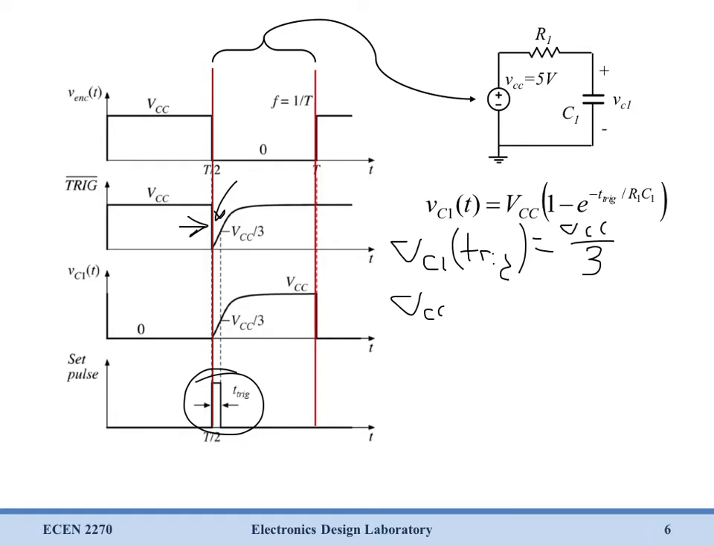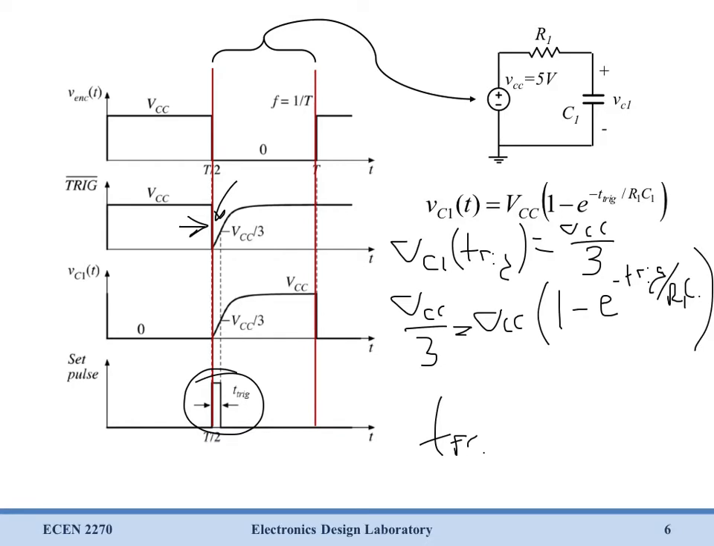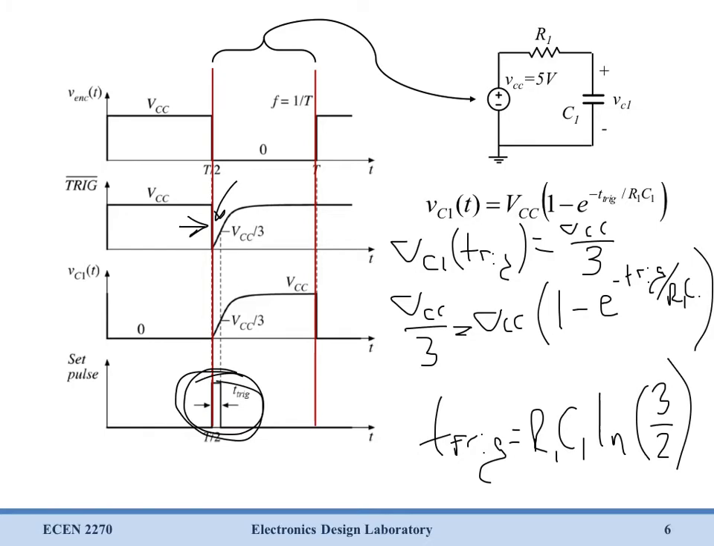And we solve this in the exact same way as we did in class. You end up with VCC over 3 equals VCC times (1 minus e to the minus t_trig over R1 C1). And if you solve it out, you'll end up with t_trig equals R1 C1 times the natural log of 3/2. So you can work that out, but it works the same way as we did in class. And now we select R1 and C1 to set how long t_trig is going to be. Remember, we want that to be somewhere between 1 to 5, maybe 10 microseconds.